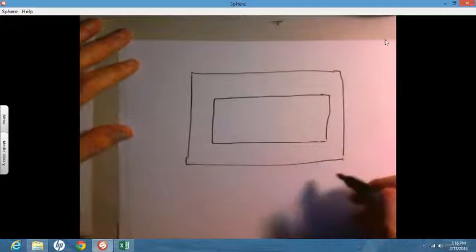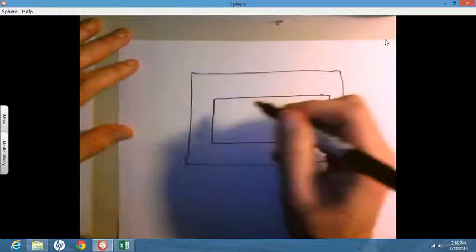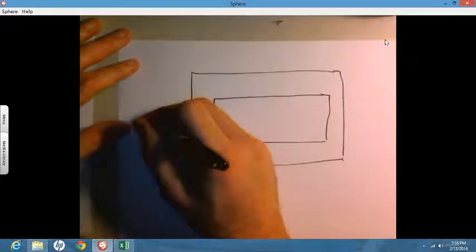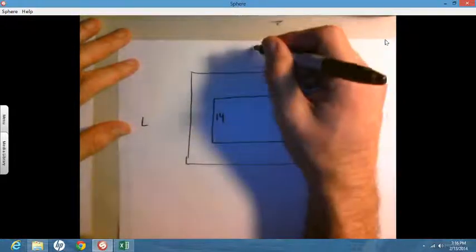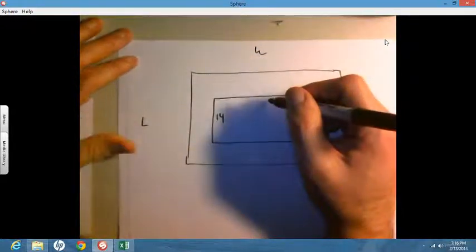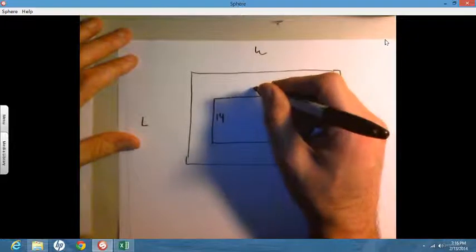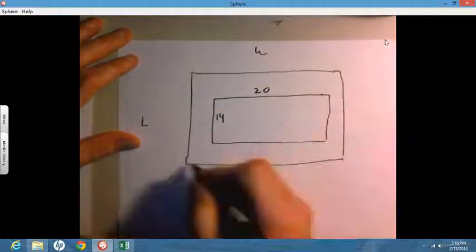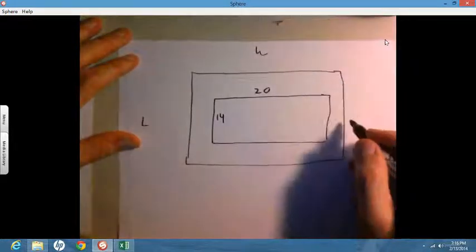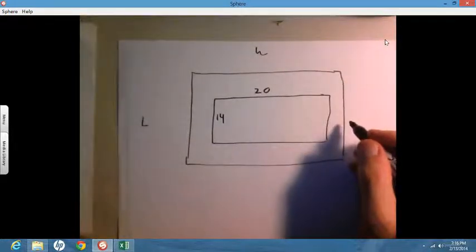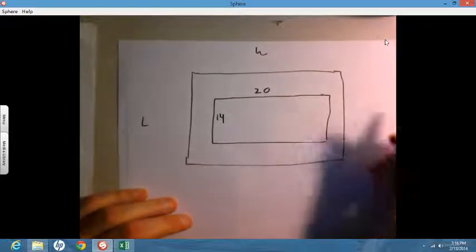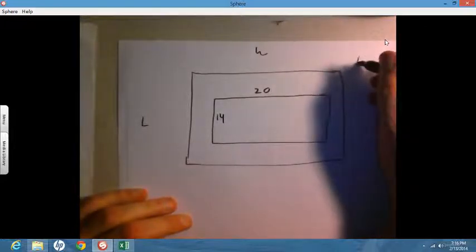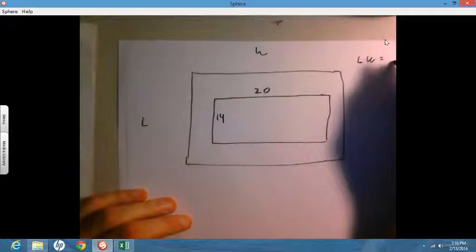Now, the dimensions of the sidewalk: the short side is 14, we're going to call that the length, and the long side, the width, is going to be 20 feet. So it's 14 by 20 feet, and we know that the whole big area around this entire sidewalk and pool is 952 square feet. Okay? So we know that the length times the width is equal to 952.